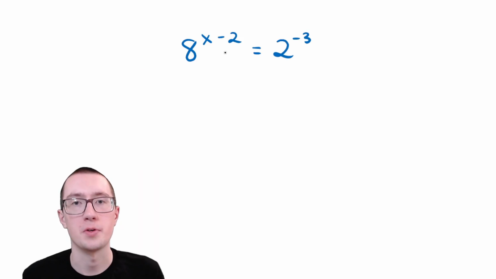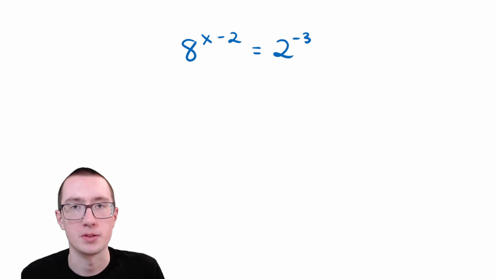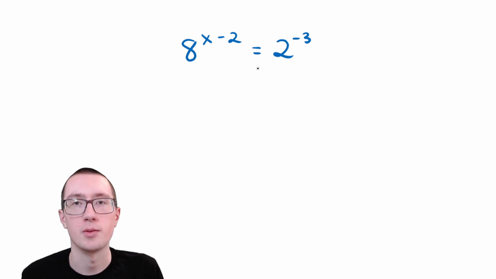So here's another example, and for this one, the bases are different. Here we have an 8, and here we have a 2. So we can't use that special rule where we just ignore the bases and set the exponents equal to each other. But how else are we going to get rid of these exponents? Well, we're going to get rid of them the same way.